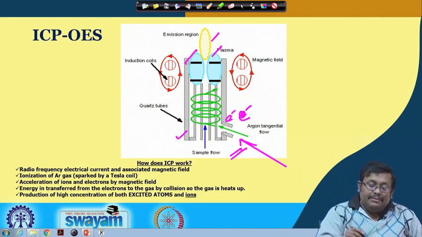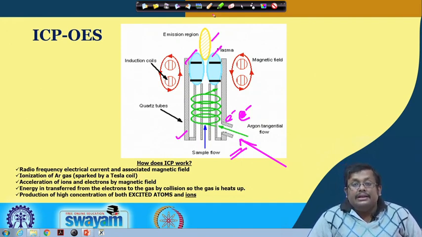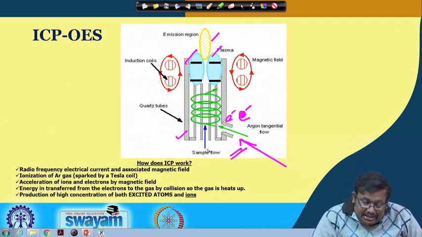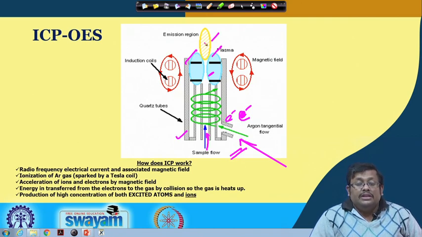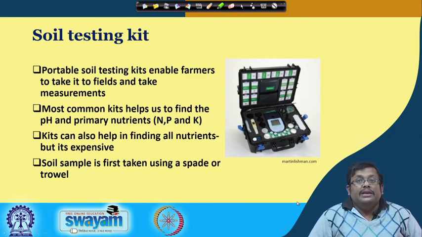inductively coupled plasma. Ultimately there will be two detectors, and this detector will measure the emitted light intensity, and from there it can measure the concentration of a particular element. The elements which are present in the sample, we are incorporating that. When these come in contact with the plasma, obviously they will be excited and go to a high energy state, and as a result they will emit energy which will be further measured by the detectors. So this is the principle behind ICP OES.